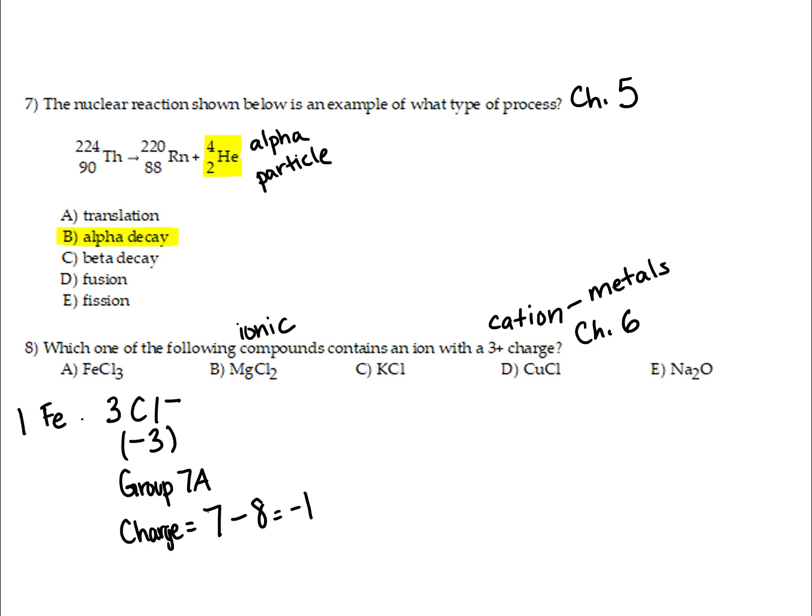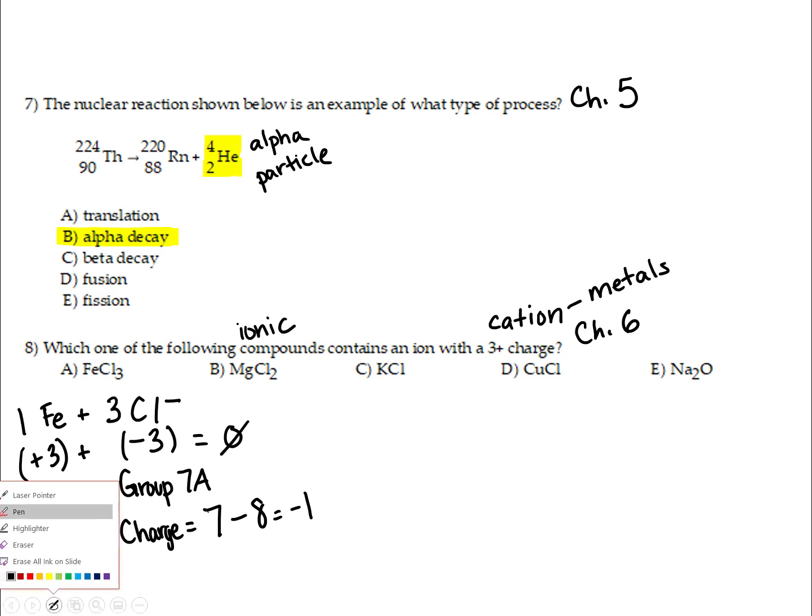I've only got 1 iron ion. That means that the charge of this ion has to be equal but opposite of this -3. When I add these charges together, I should get 0. Just so happens that the first one is the right answer. But I'll go through and do one more of these just to break it down again.